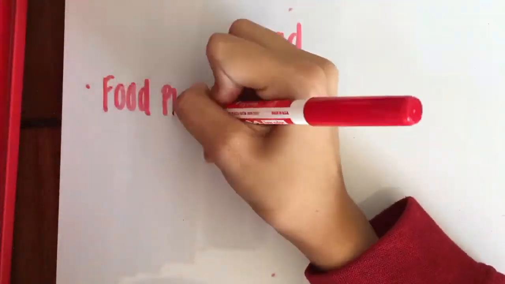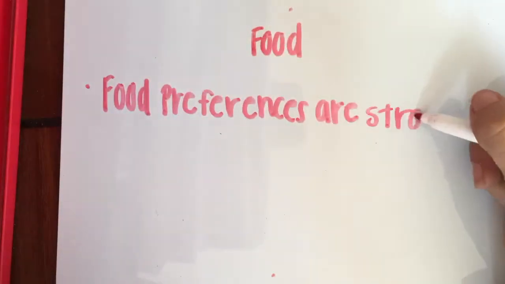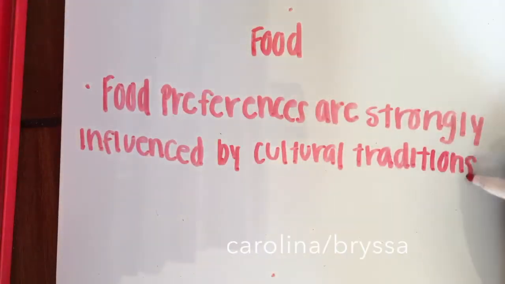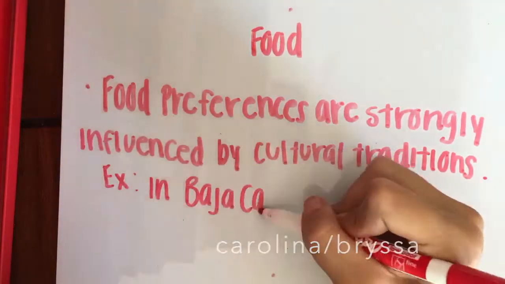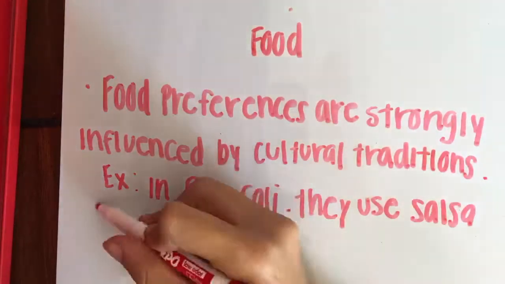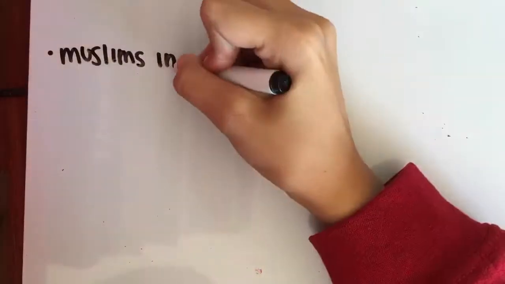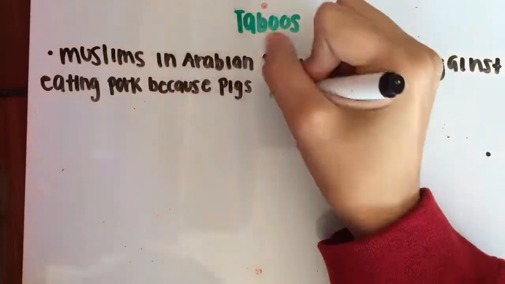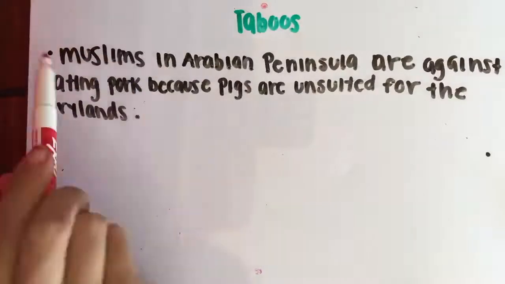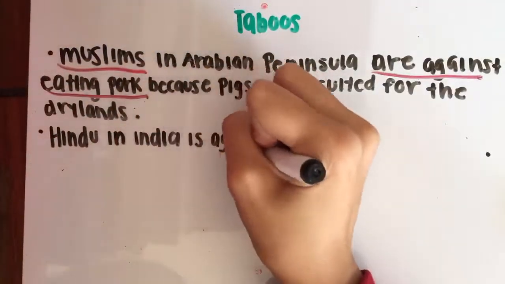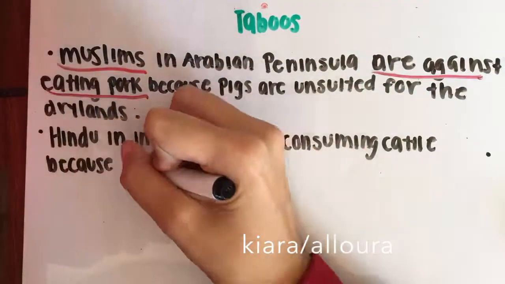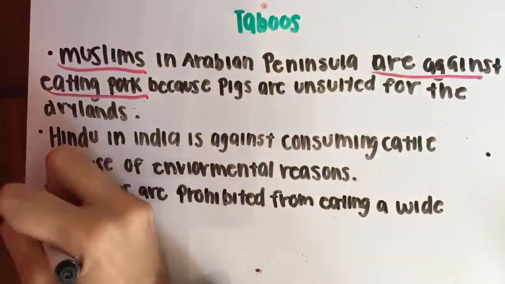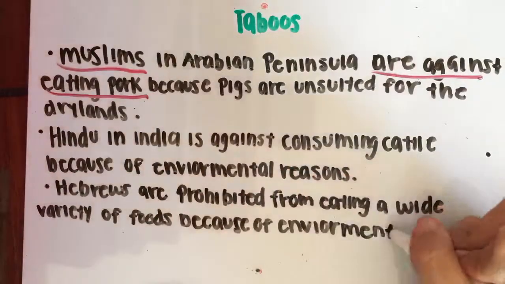Food. Food preferences are strongly influenced by cultural traditions. An example is Baja California. They use salsa on many foods. Taboos. Muslims in Arabian Peninsula are against eating pork because pigs are unsuited for the dry lands. Hindus in India are against consuming cattle because of environmental reasons. Hebrews are prohibited from eating a wide variety of food because of environmental reasons as well.